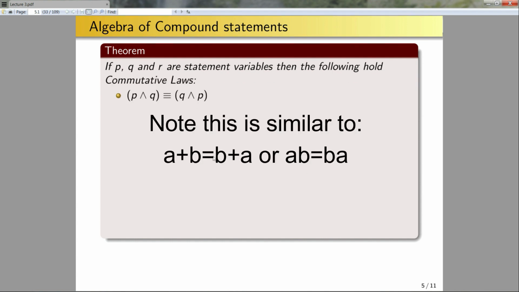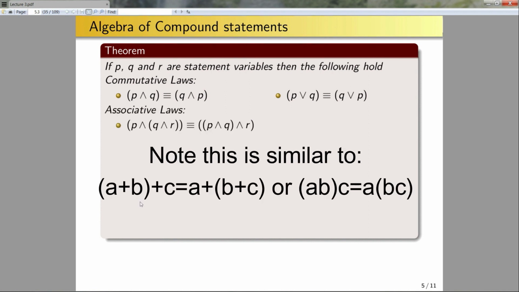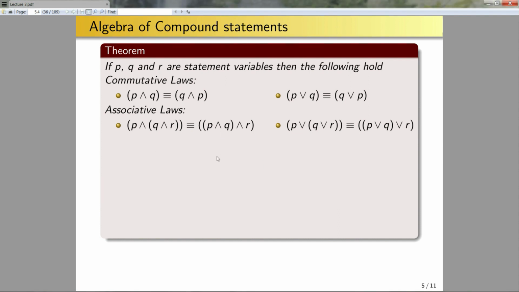So we have some commutative laws. P and Q is equivalent to Q and P. Similarly, P or Q is equivalent to Q or P. It doesn't matter what order I use. So we also have some associativity laws. So P and (Q and R) is logically equivalent to (P and Q) and R. So similarly, I have the same type of law just for or instead of and. Okay, these are nice laws. What else do we have?